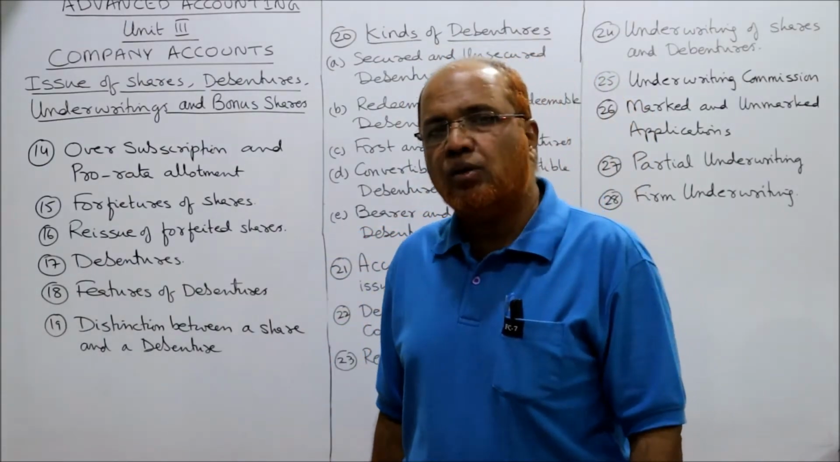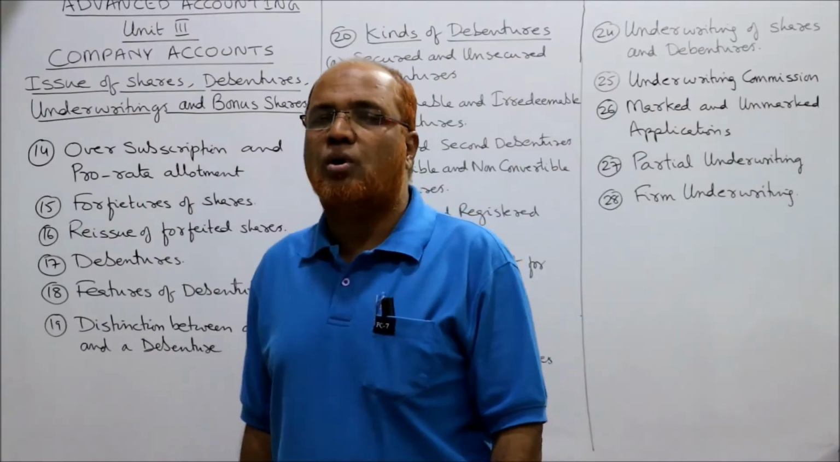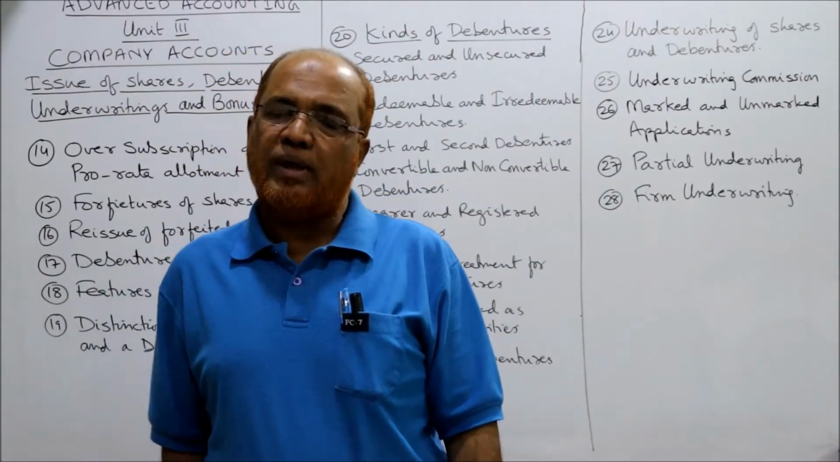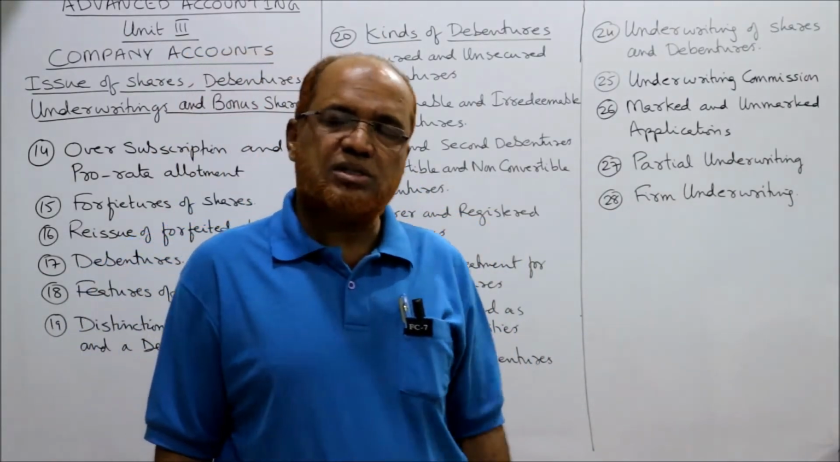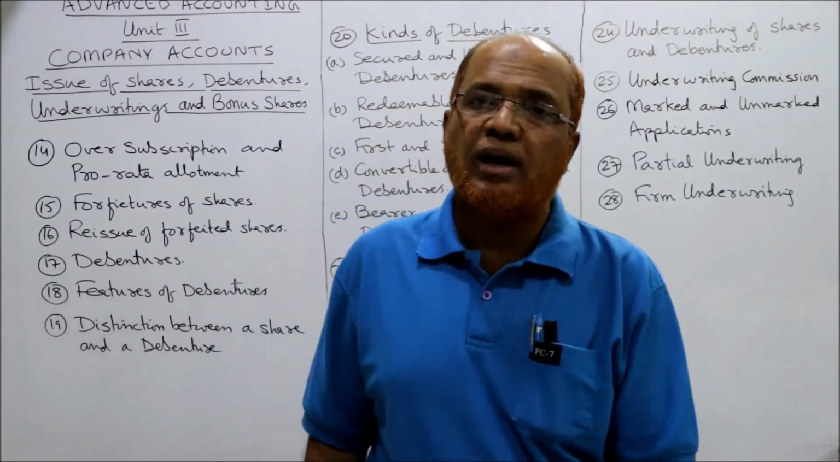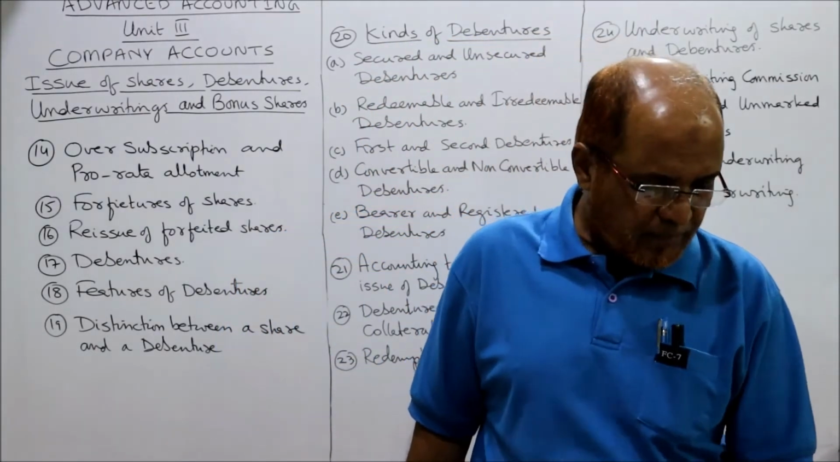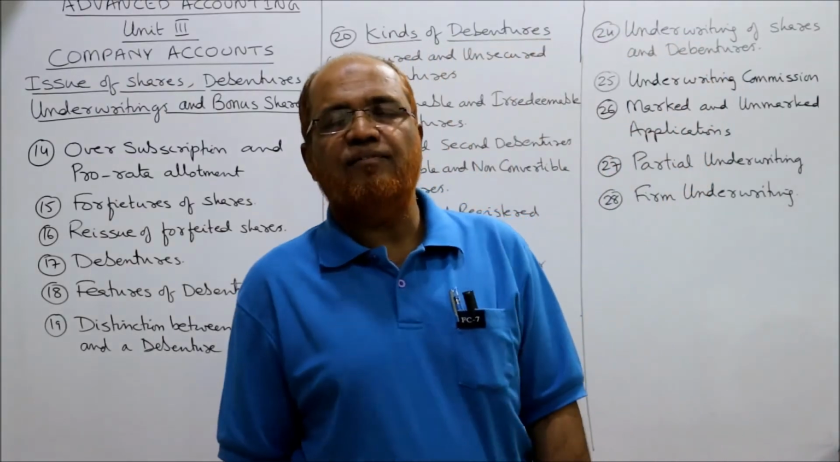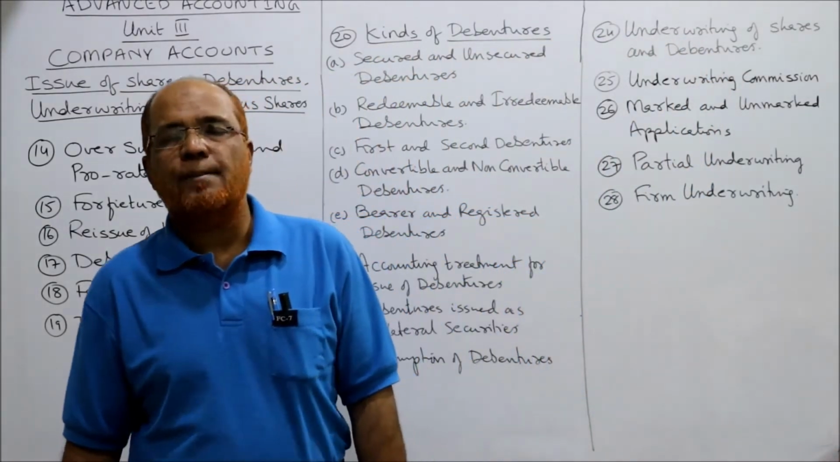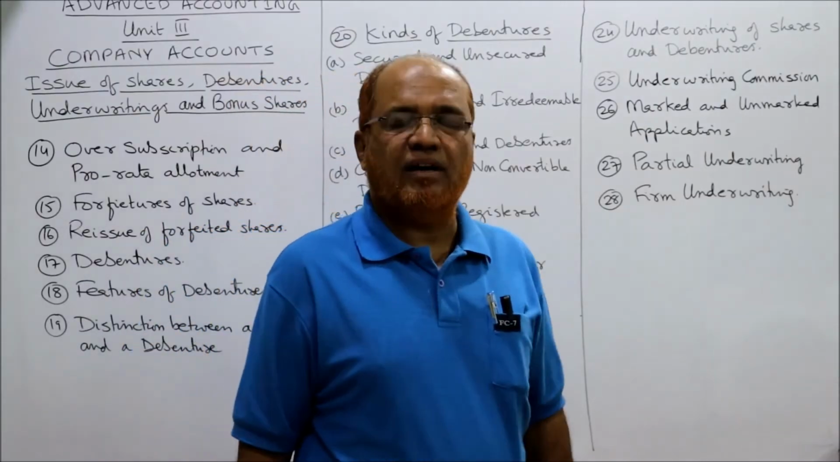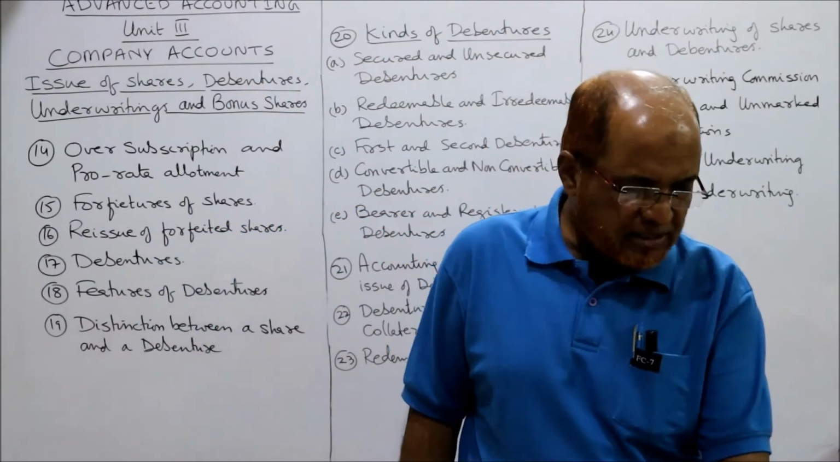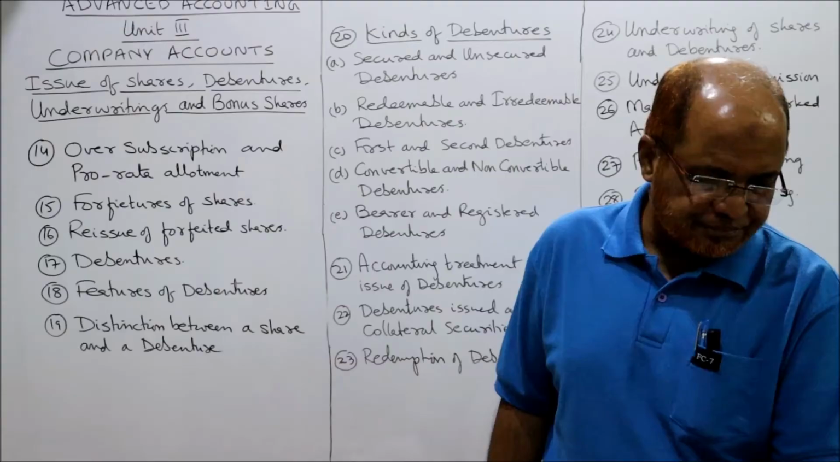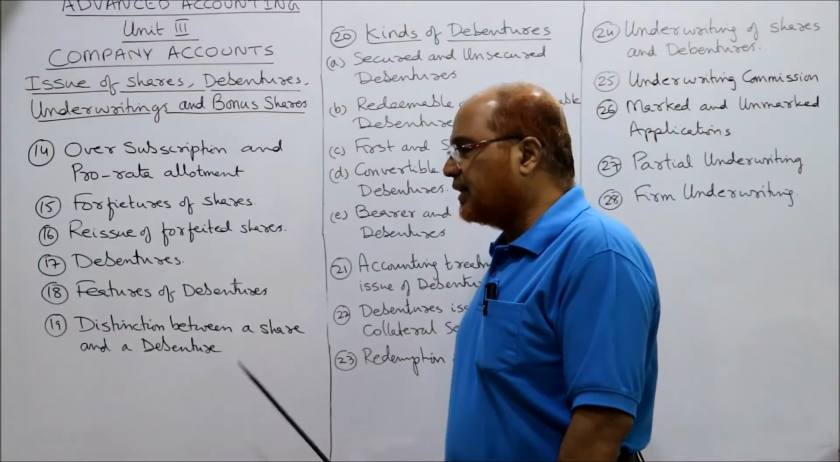Next, a person who owns the shares is called a shareholder, whereas a person who owns the debenture will be called a debenture holder. Next, a shareholder will get dividend. Next difference between share and debenture is a shareholder will get the dividend, whereas debenture holder will get the interest.